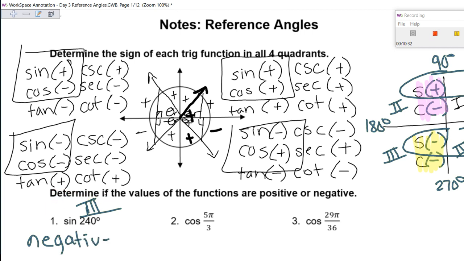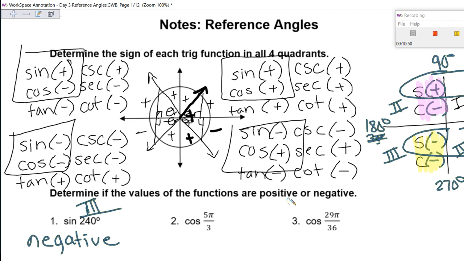Number 2, the cosine of 5 pi over 3. So now we're counting with radians. And I remember when I was counting by 1 pi over 3, 2 pi over 3, 3 pi over 3 is equal to 180 degrees. Because 3 pi over 3 is equal to what? Pi. And pi is 180 degrees. So 3 pi over 3 would be at 180 degrees.